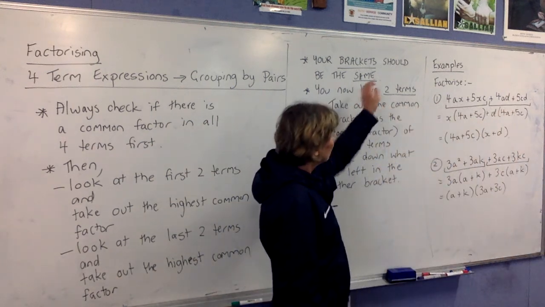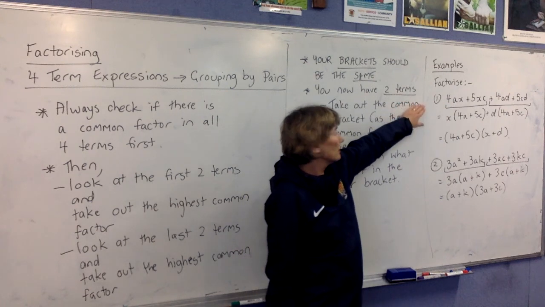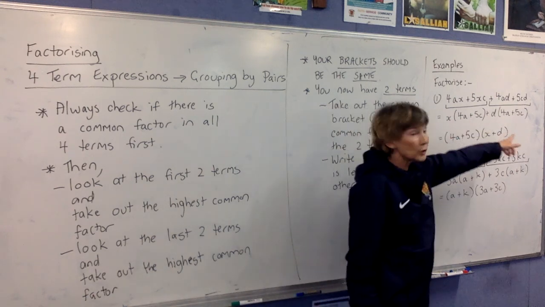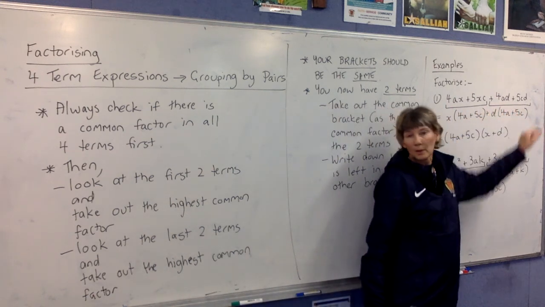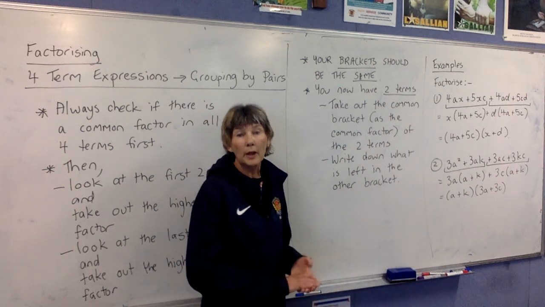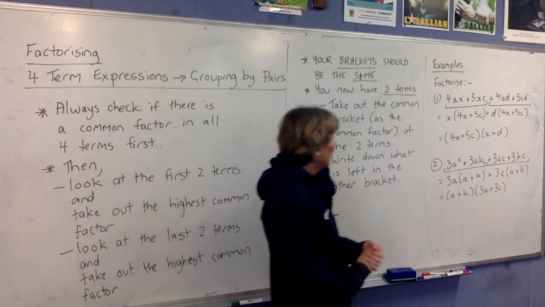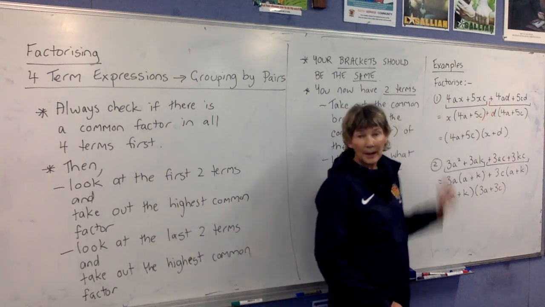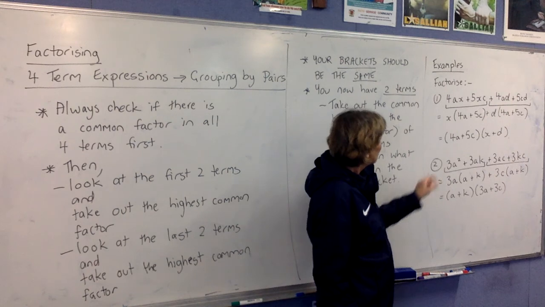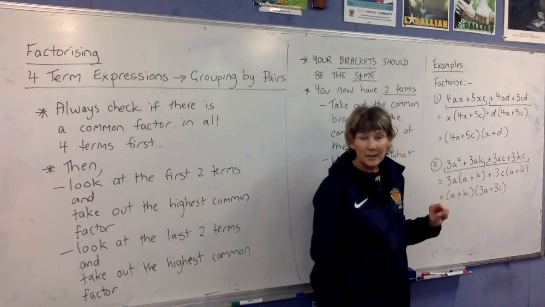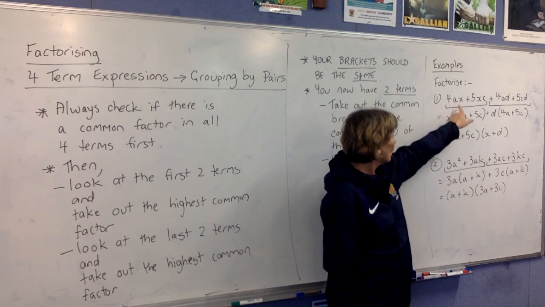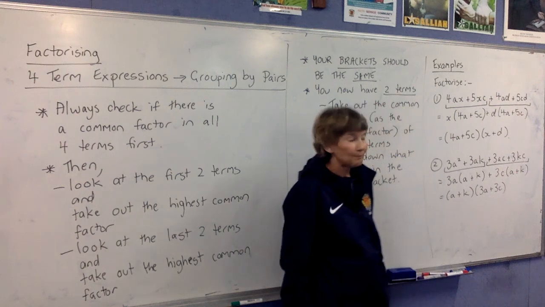So if we have a look over here, we're factorising this first one. Now, as I said, you've got to look through all four terms first to see if there's a common factor in all four terms. If I look through this one, there's nothing that's common in all four terms. So we've got four terms there. We're going to use the grouping by pairs method. So we're going to look at these first two terms as a pair, and we're going to take out the common factor of those two terms. So those two terms have common an x. So we're going to take the x out and write in a bracket what's left. So we will have 4a plus 5c.